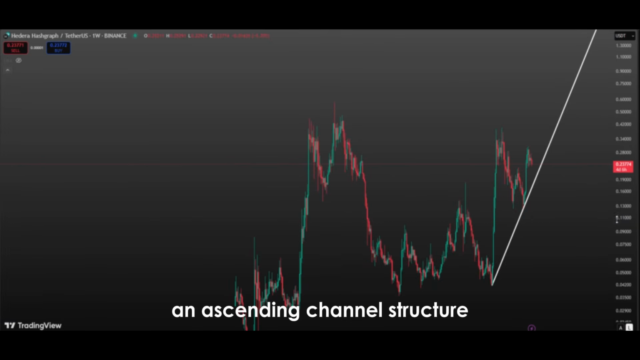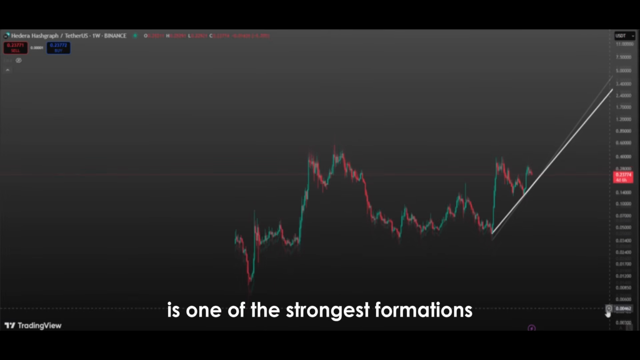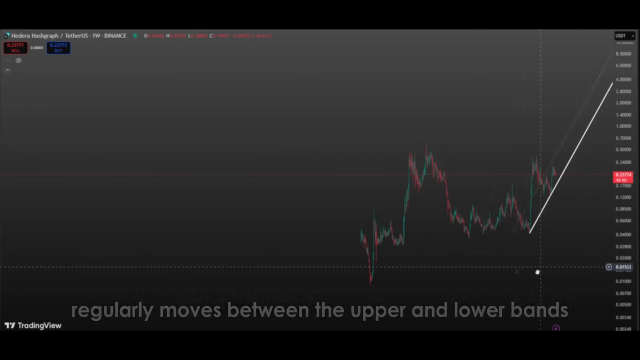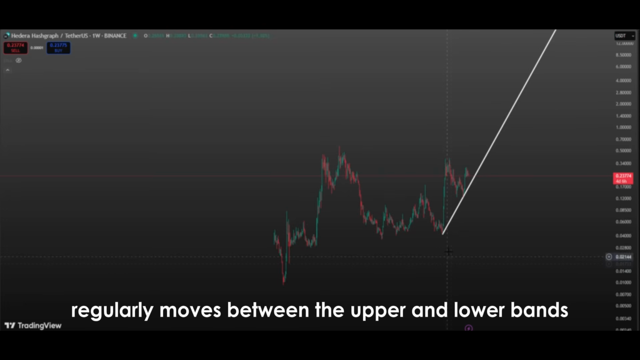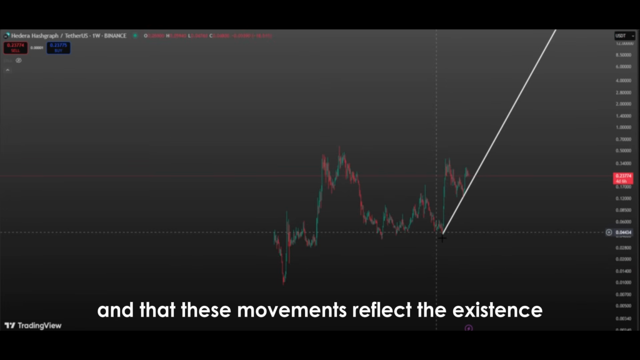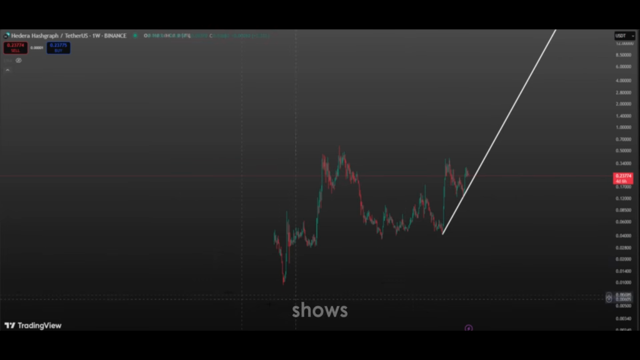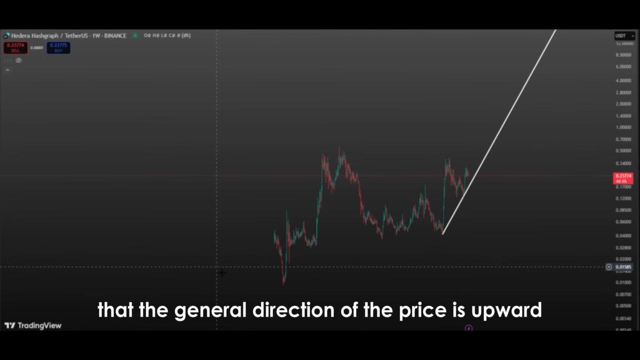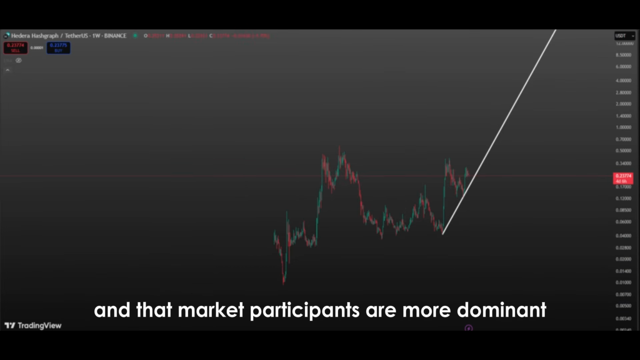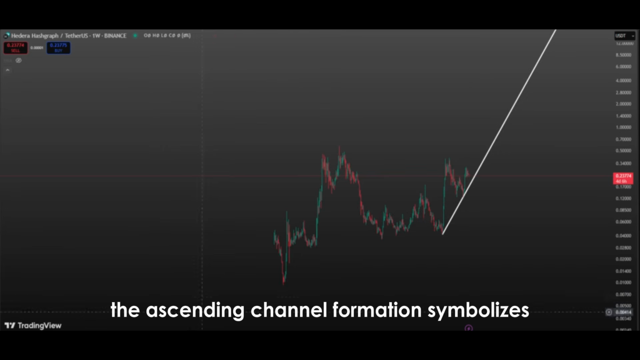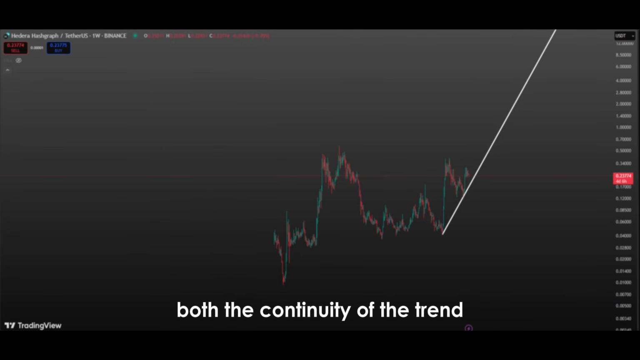An ascending channel structure is one of the strongest formations in technical analysis, indicating that price regularly moves between the upper and lower bands and that these movements reflect the existence of a clear trend. This structure shows that the general direction of the price is upward and that market participants are more dominant on the buying side. In particular, the ascending channel formation symbolizes both the continuity of the trend and investors' confidence.